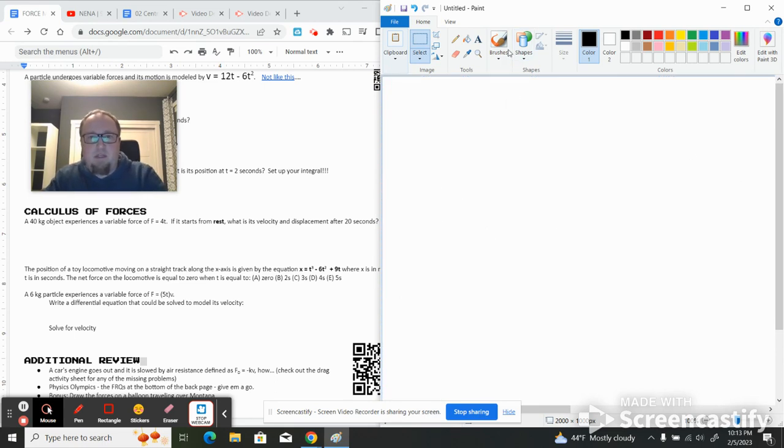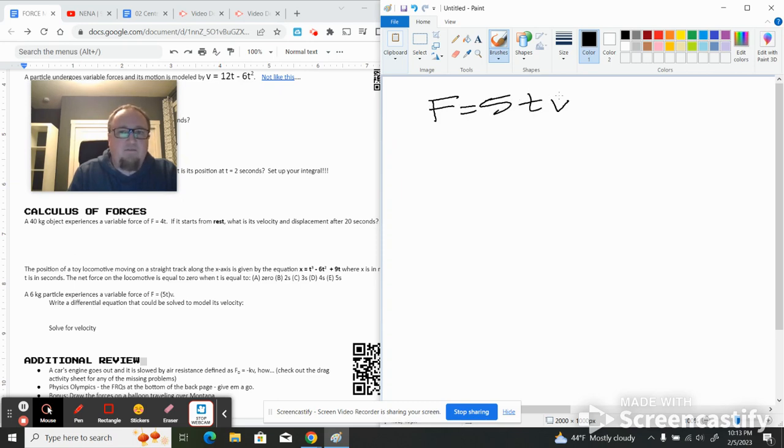Last one is, notice how I set it up. I set it up a lot like an FRQ. So now I've got a 6 kilogram particle that experiences a variable force of F equals 5t v. Write a differential that we could solve. So I'm just going to rewrite F. F is going to be my F net, so F net equals ma.